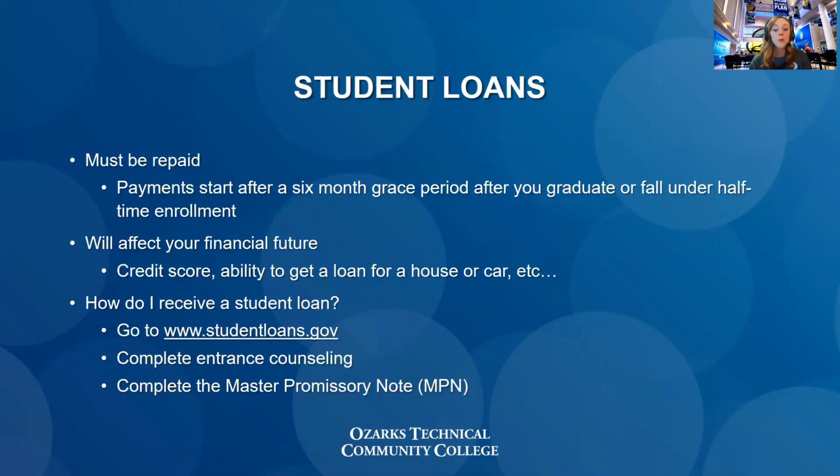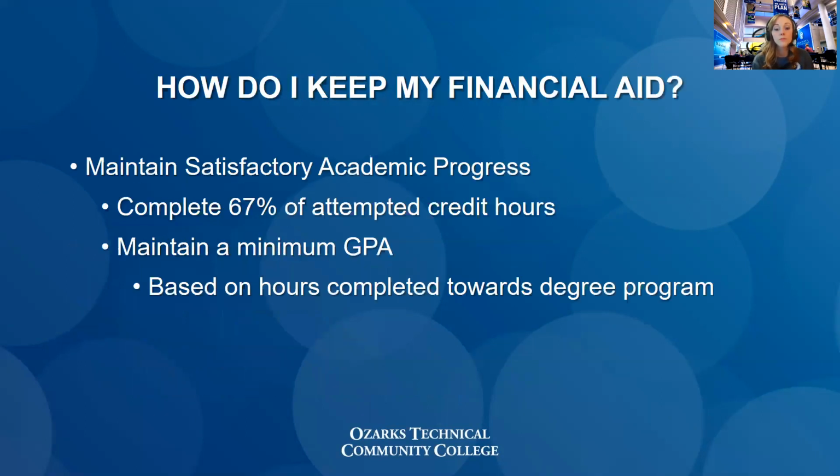And how do I receive a student loan? You would go to www.studentloans.gov. You would complete entrance counseling and complete the master promissory note, which is basically just promising to repay your loans. So you would do FAFSA and then those two things, and then you would be eligible to receive a loan.